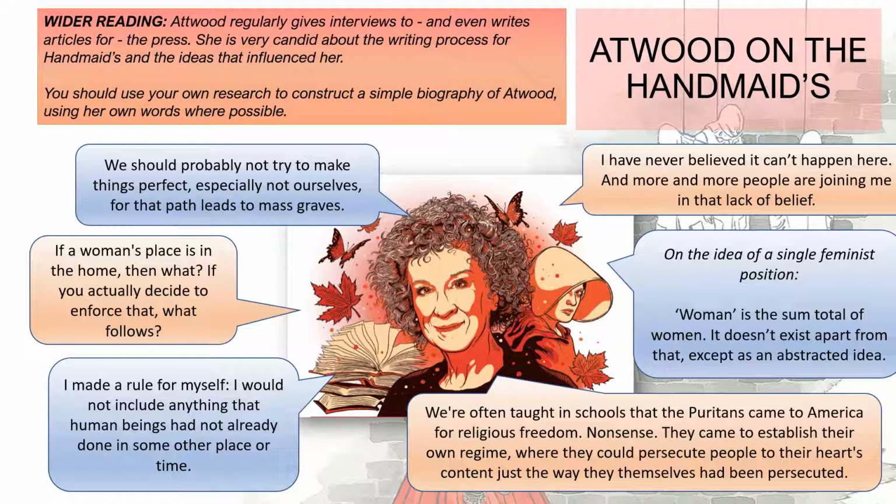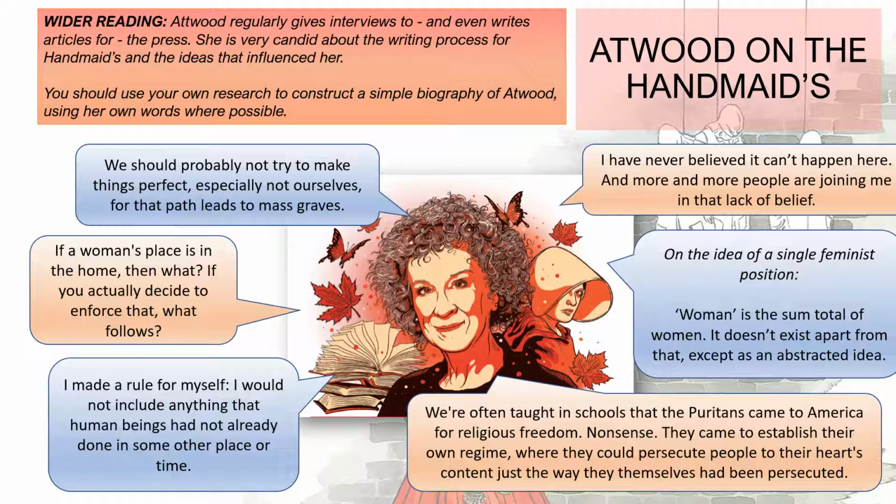Many of these quotes would provide a powerful tool for evaluating and would also credit you very highly for your understanding of context. Particularly ideas such as this idea that she has a rule where she doesn't include anything in her speculative fictions that humans haven't already done. And that she says that there's nothing in Handmaids that hasn't already happened at some point in time. And I guess that's part of what makes it even more fearful.